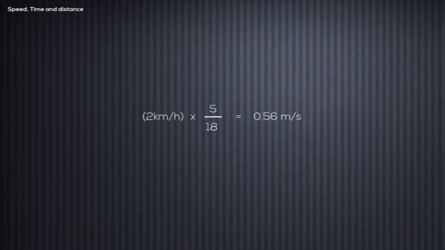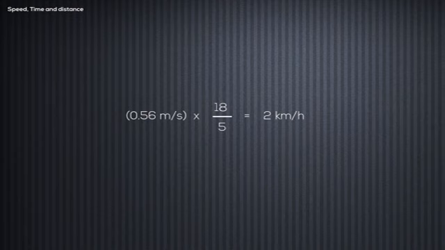Note that to convert speed of an object from kilometers per hour to meters per second, multiply the speed by 5 by 18. To convert speed of an object from meters per second to kilometers per hour, multiply the speed by 18 by 5.